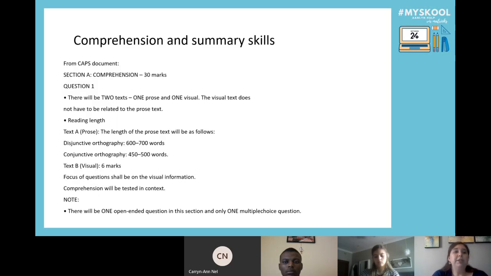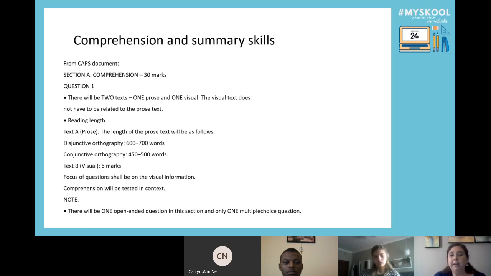A comprehension counts 30 marks. There will always be 2 texts. The one will be written, and it will count about 24 to 26 marks, and the other one visual. They do not have to relate to each other, even though they mostly do. One text will, for example, be about road safety, and then the other one, the visual one, will be 2 people fastening their seatbelts or whatever. Now the reading length will be about 600 to 700 words. And the focus in text B will be on the visual information, not the words in the text.